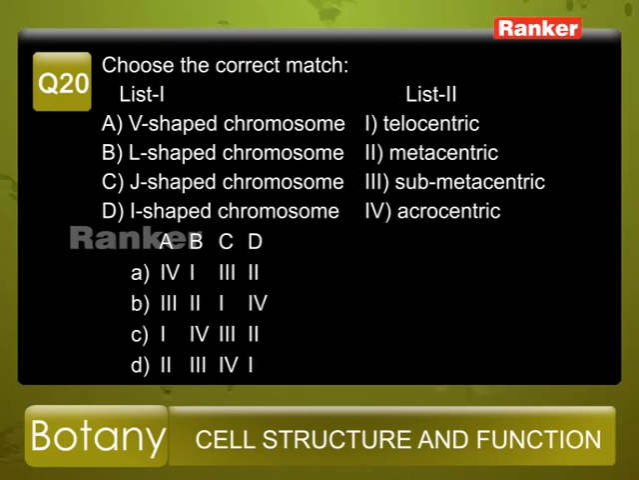Question number 20. Choose the correct match. List 1. A. V-shaped chromosome. B. L-shaped chromosome. C. J-shaped chromosome. And D. I-shaped chromosome. List 2. 1. Telocentric. 2. Metacentric. 3. Submetacentric. And 4. Acrocentric. The given options are A. 4, 1, 3, 2. B. 3, 2, 1 and 4. C. 1, 4, 3, 2 and D. 2, 3, 4 and 1.